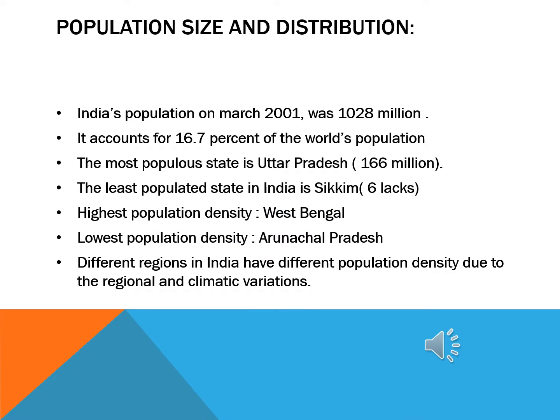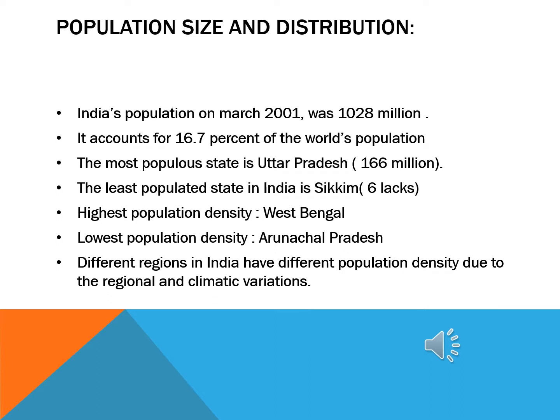Population size and distribution. India's population in March 2001 was 1,028 million. It accounts for 16.7% of the world's population. The most populous state is Uttar Pradesh with a population of 166 million. The least populated state in India is Sikkim with a population of 6 lakhs.